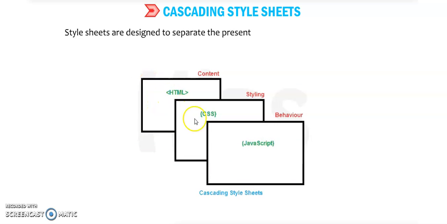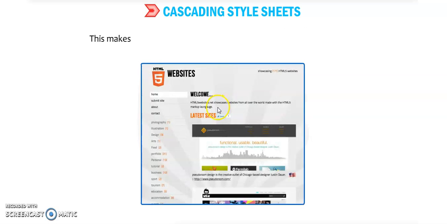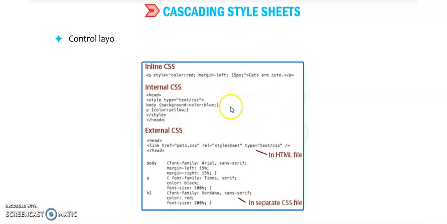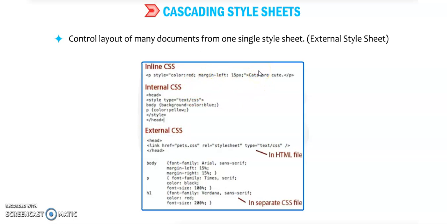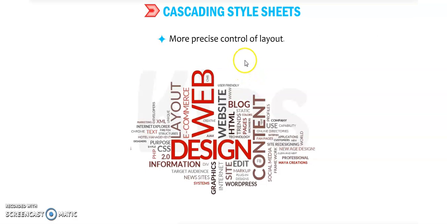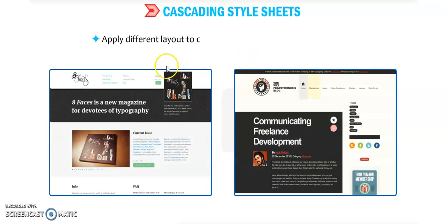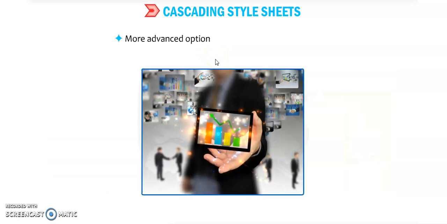Style sheets are designed to separate the presentation style of documents from the content of the documents. This makes site maintenance much easier and provides more flexibility. The concrete benefits of CSS include: it will control the layout of many documents from one single, external style sheet, and more precise control of layout. It can apply different layouts to different media types, screen, print, etc., with more advanced options and sophisticated techniques.